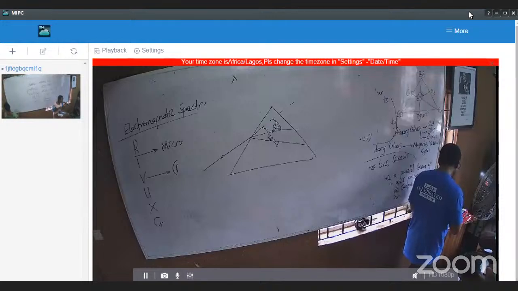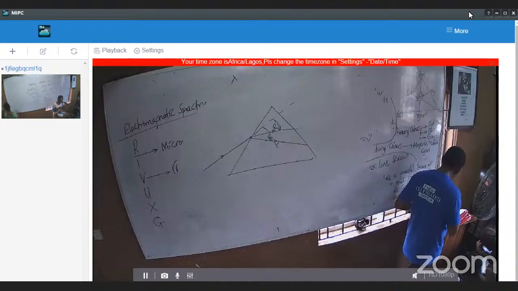Option B, sound waves. Option C, water waves. Option D, tidal waves, ocean tide. Class, what's the answer? Very good. Number 8. Which of the following are characteristics of light?